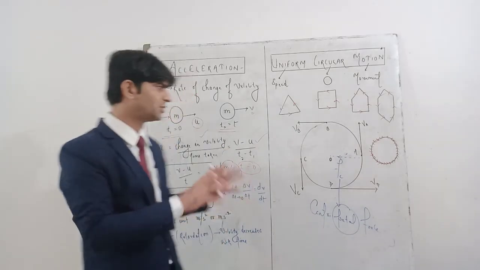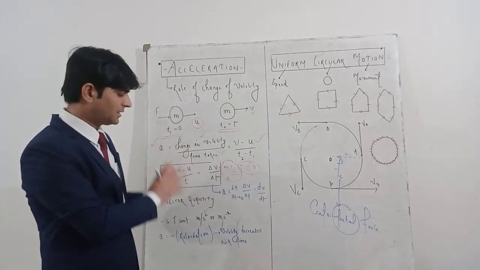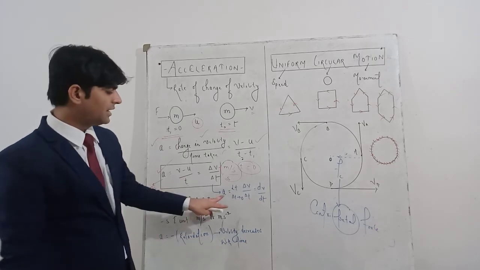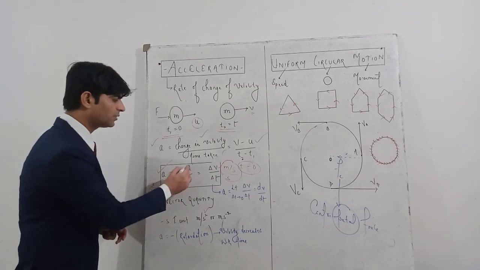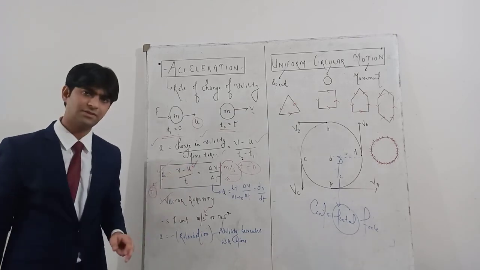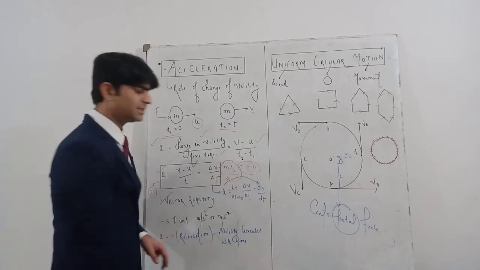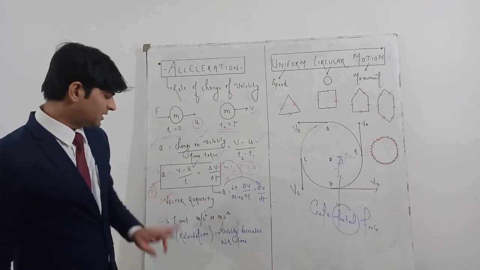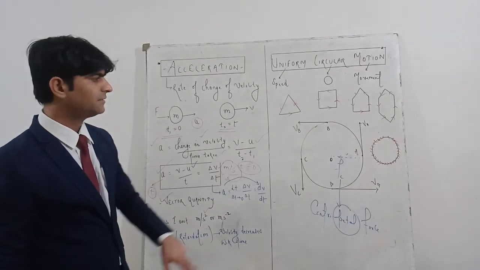So we had a discussion on acceleration, rate of change of velocity with time. SI unit is meter per second square. It is a vector quantity. A is equal to V minus U divided by T, which is a very important formula for class 9 and class 11 students both. For class 11 students, A is equal to dV upon dt. SI unit is meter per second square. Negative acceleration is termed as retardation or deceleration.